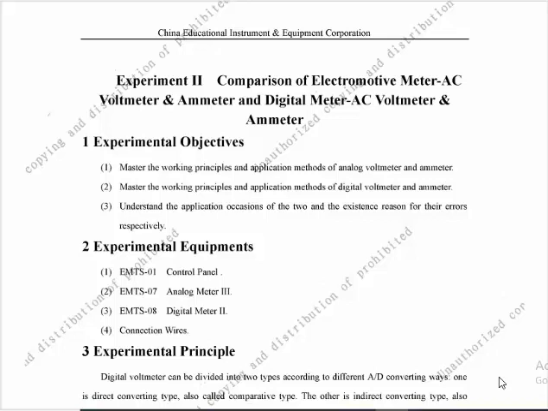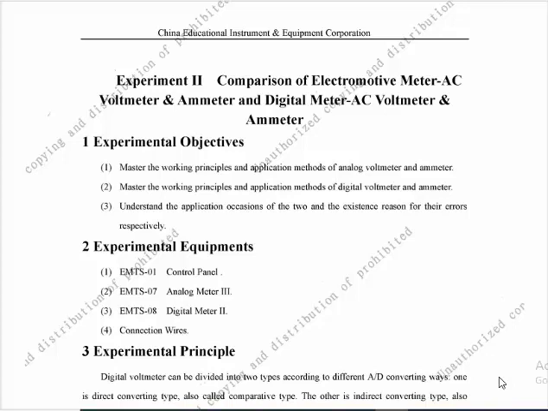Today's experiment is a comparison of the electromotive meter, AC voltmeter and ammeter, and digital AC voltmeter and ammeter. So this is today's experiment. The experimental objectives: 1. Master the working principles and application methods of analog voltmeter and ammeter. 2. Master the working principles and application methods of digital voltmeter and ammeter. And 3. Understand the application occasions of the two and the reasons for their errors, respectively.